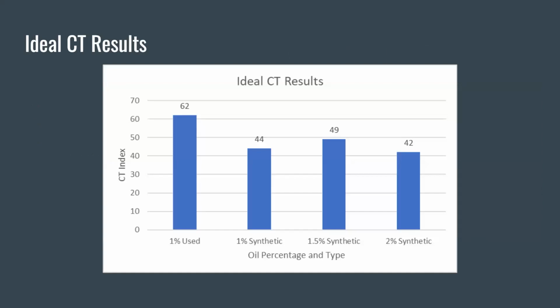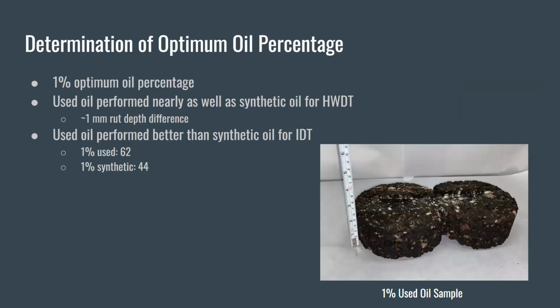After running through various calculations, it was determined that the 1% used engine oil had the highest CT index of 62, which outperformed the other synthetic oil percentages. Our conclusion is that since the used oil is more viscous than the synthetic oil, it provides more adhesion, which ultimately increases the cracking resistance. Through the results obtained in virgin oil sample testing, 1% oil content was determined to be optimal. This conclusion was drawn based on the combination of the HWDT and IDT results outlined earlier. 1% used oil results are also described earlier.